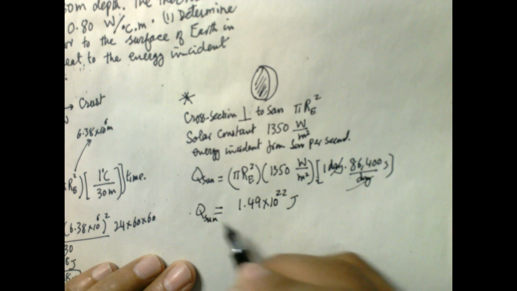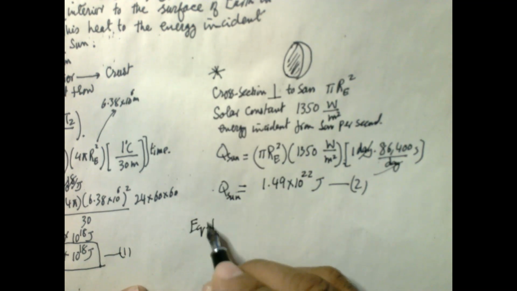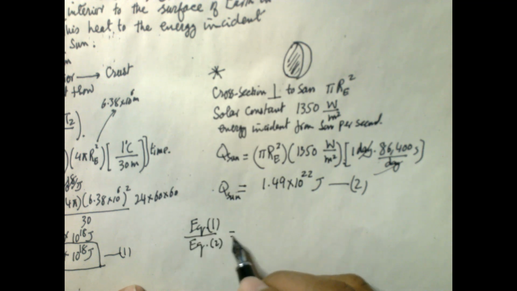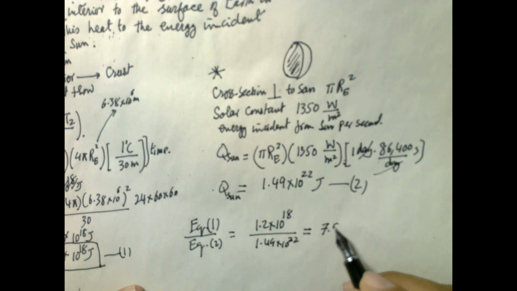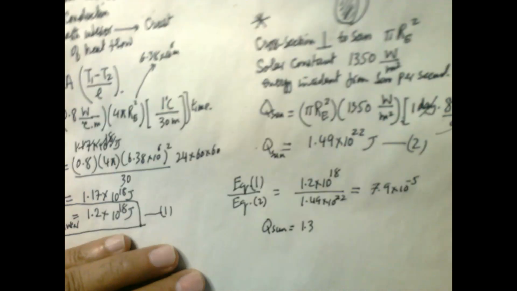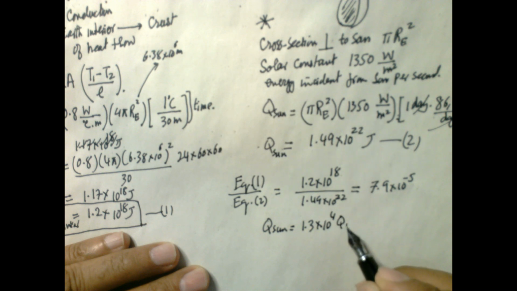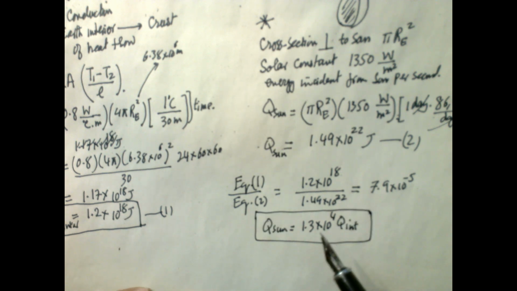So Q sun. This is equation 2. This is equation 1. So the ratio, equation 1 divided by equation 2. So 1.2 times 10 power 18 joule divided by 1.49 times 10 power 22. So this is equal to 7.9 times 10 power minus 5. Or Q sun is equal to 1.3 times 10 power 4 Q interior. So the heat transfer from the sun is more than the heat transfer from the interior. So this is the answer of this question.